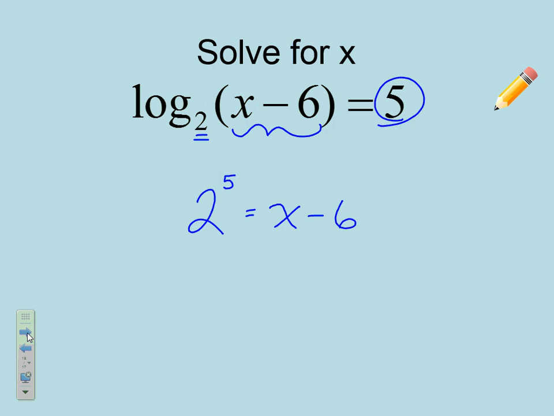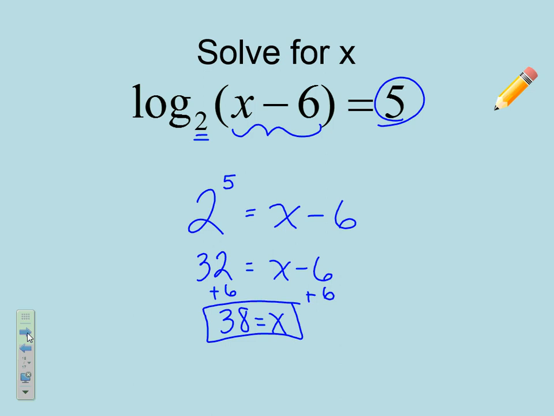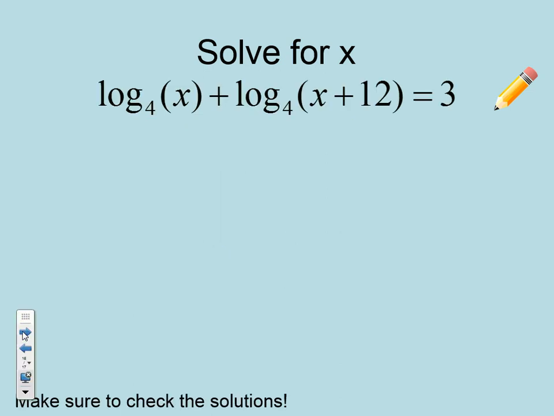And now we go to our calculator and we type in what is 2 to the 5th? That should be 32 equals x minus 6. Add the 6 now. We get 38 equals x. So again, all about that idea of remembering what a log means. And last but not least, make sure you get this one in your notes.